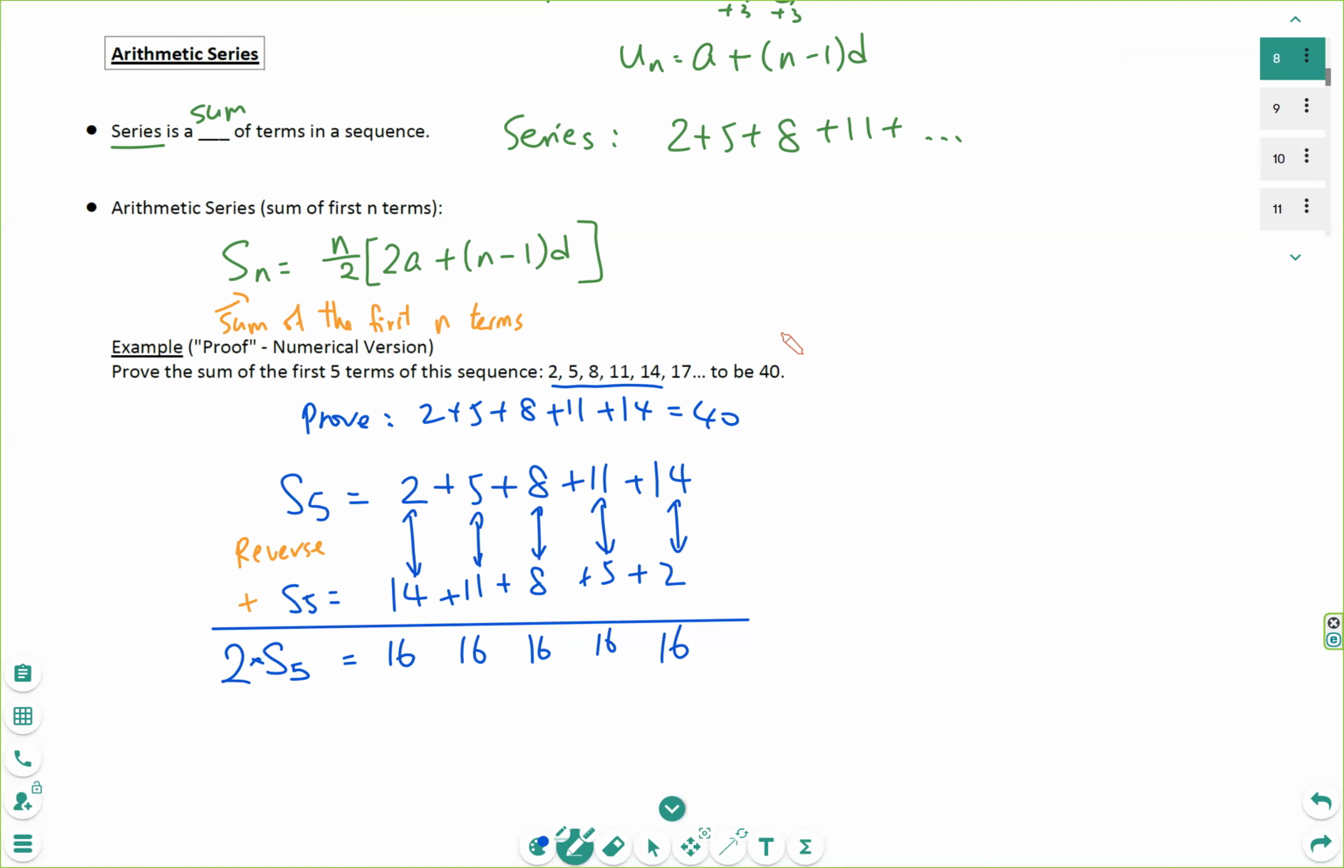So something quite magical happens, which is when we reverse the order writing it, we realize each pair adds up to the same thing. 2 plus 14, 16. 5 plus 11, they all add up to 16. And we have to add them all up together. Right? So on the left-hand side, we have 2 lots of S5. On the right-hand side, we have 5 lots of 16.